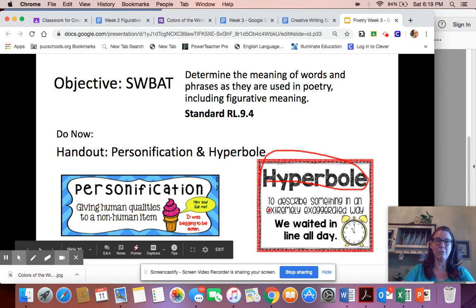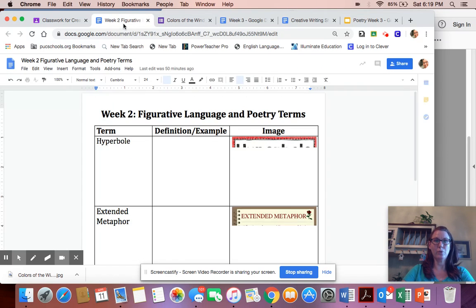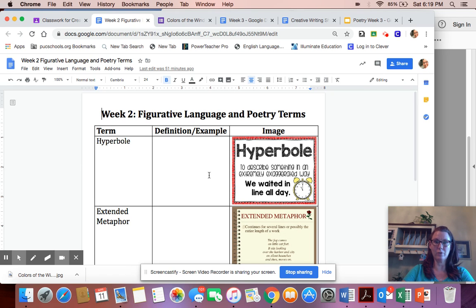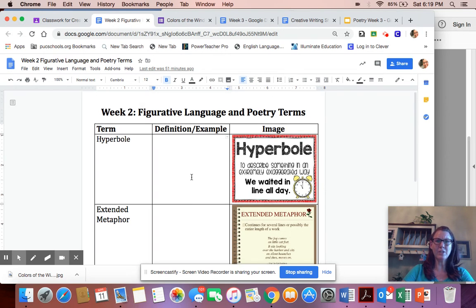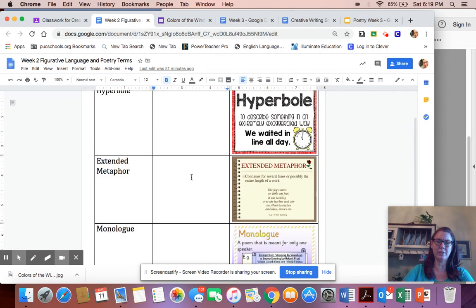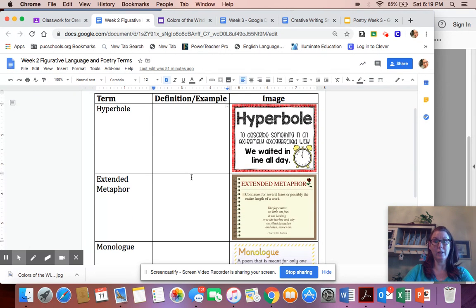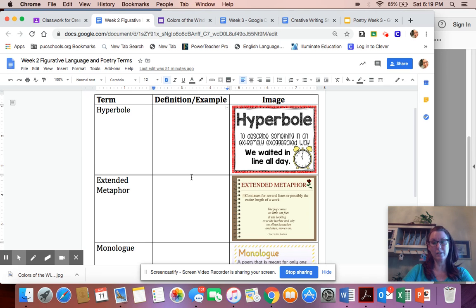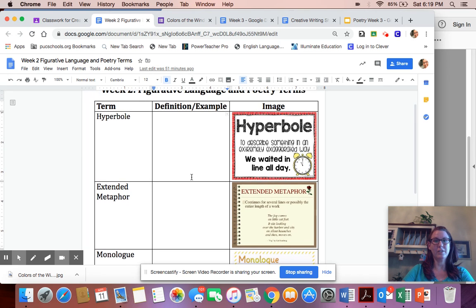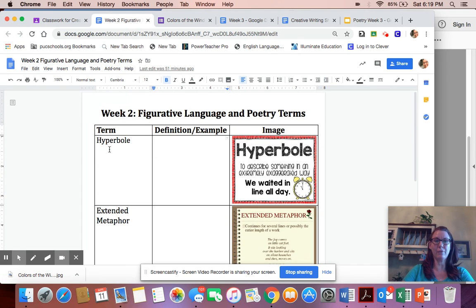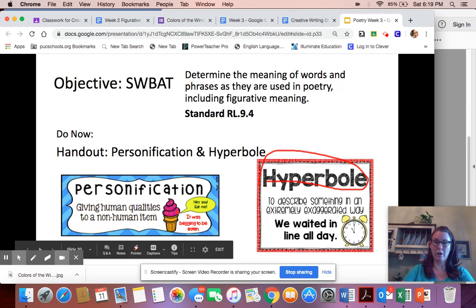So take a moment before you move on to our do now and add hyperbole to your figurative language and poetry terms so we can use this to study for the unit exam. And then as you can see, we're only going to add 2 more terms this week. Not a lot of terms. We had a lot of terms last week that we're going to continue to practice this week in addition to adding these 3. But today we're focusing on hyperbole and then again personification.